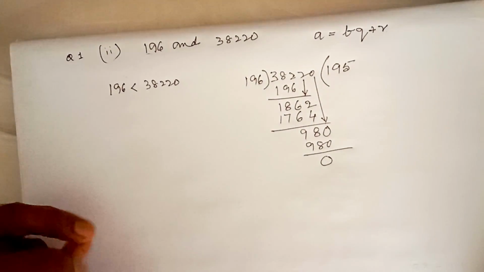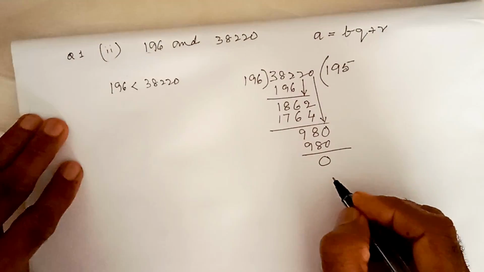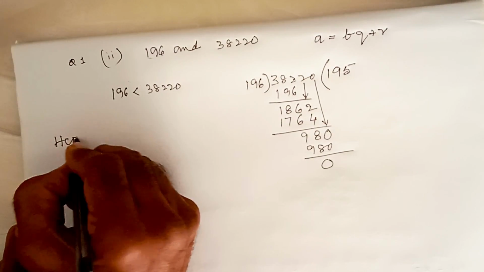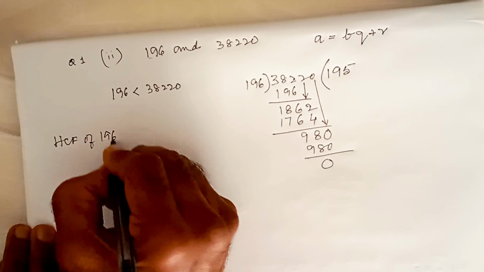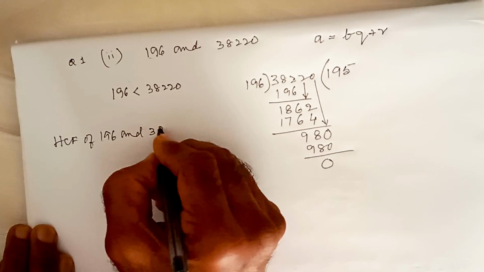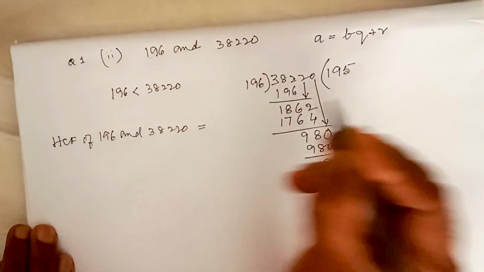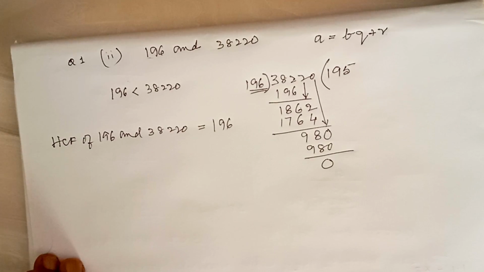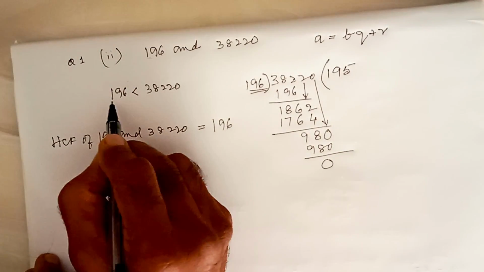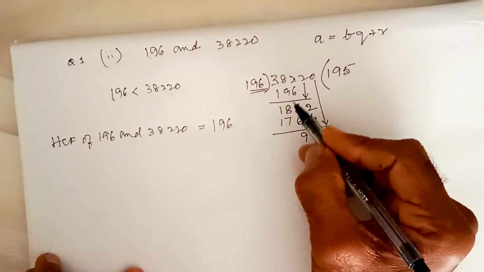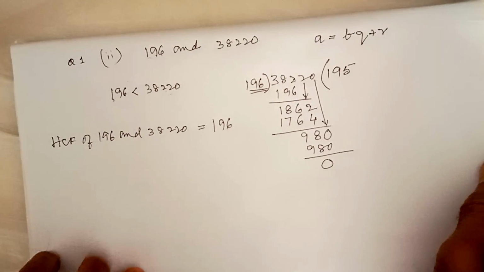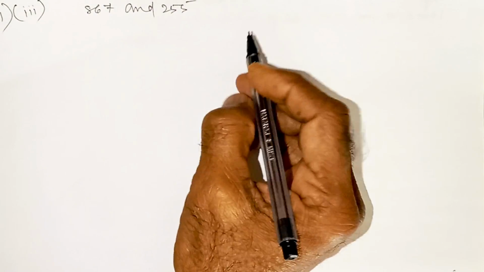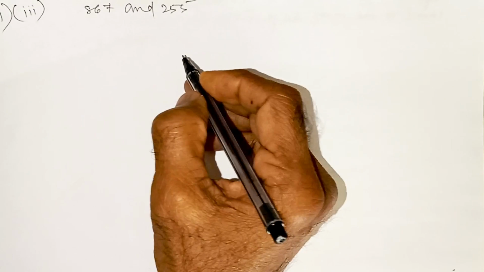In the first case itself we got the remainder 0. Therefore, the HCF of 196 and 38220 is 196. 196 is the HCF of these two numbers. We could get this in the first step itself. So we are going to solve the third part of the first question, finding out the HCF of 867 and 255.